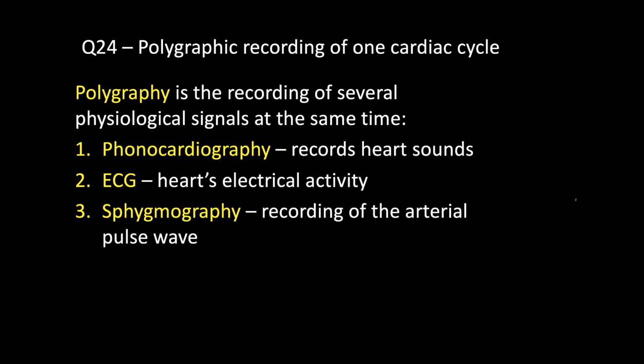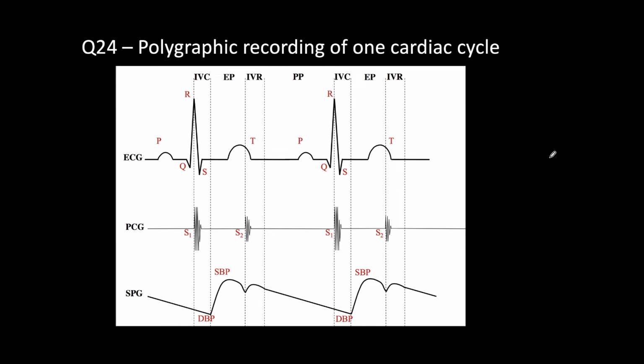So it involves three things. It's the phonocardiography, which records the heart sounds using a microphone, an ECG, which obviously measures the heart's electrical activity, and a sphygmography, which records the arterial pulse wave. And here's the graph. Very important graph. They can ask you this anytime. Doesn't matter what question you have. Obviously, if it's related to cardiovascular, I think they can ask you this graph.